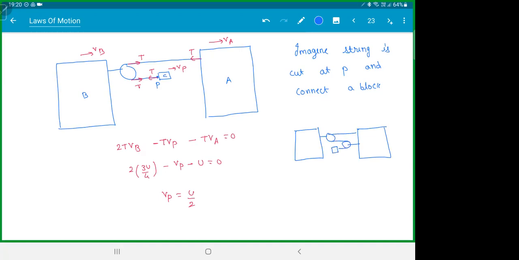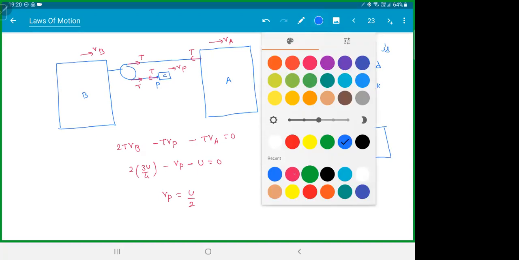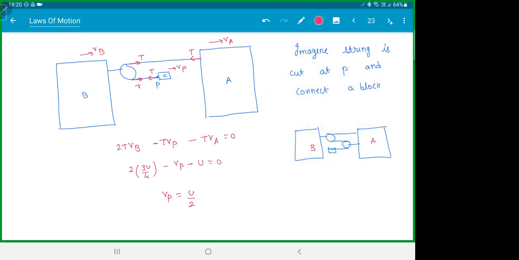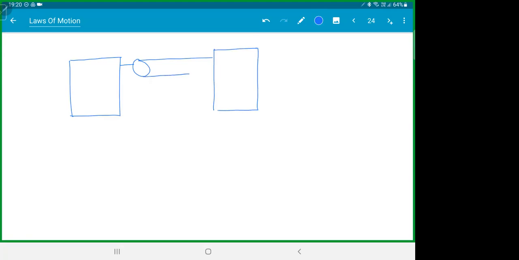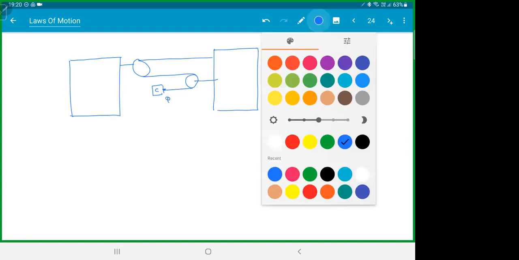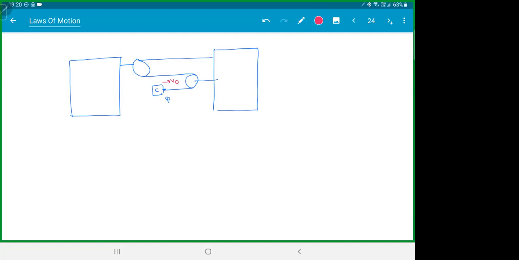So now the block is connected here. And just draw it on the next page. So whenever they ask you the velocity at any middle point in the string, this is how you do it. Assume there's a small block there. See, this is your point Q. This will keep it simple, and the chances of making a mistake will decrease.